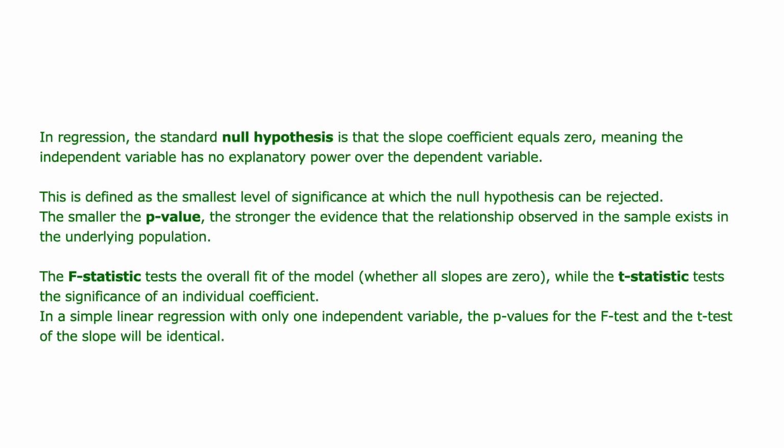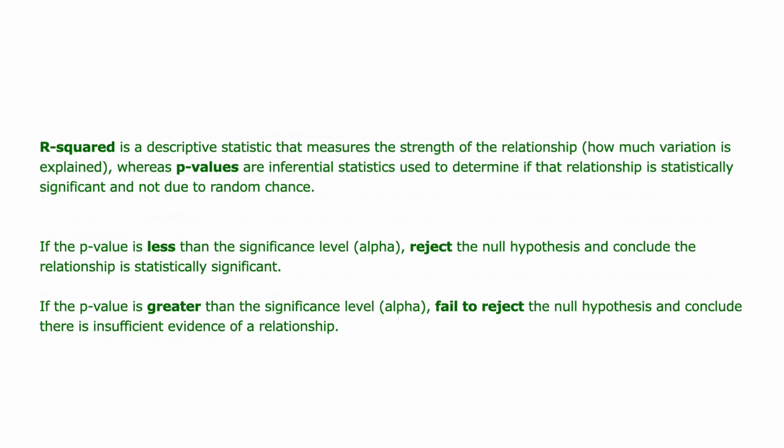In regression, the null hypothesis is slope equals 0. With one independent variable, the F-test and t-test p-values are identical, confirming significance. R squared measures explanatory power, while p-values test statistical significance. Since the p-value is less than 0.05, the relationship is significant.